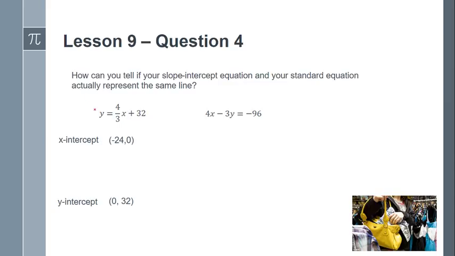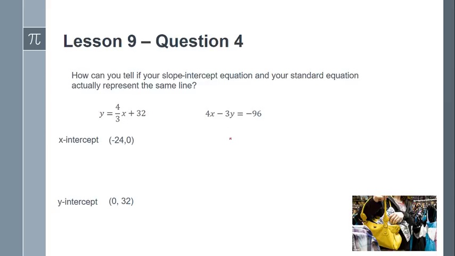Question 4 says, how can you tell if your slope-intercept equation and your standard equation actually represent the same line? We converted our slope-intercept form into our standard form, and now we're being asked how we can actually verify that they're the same line. Well, there's a few ways. One, you could always graph them. You could pull out a graphing calculator and make sure that they in fact lie on the same line. Another thing you could do is check points, because remember, 2 points define a line. So there's only one line you can draw through 2 points.